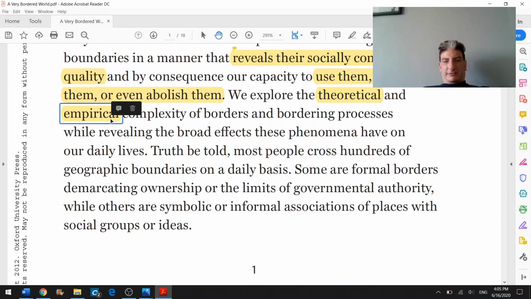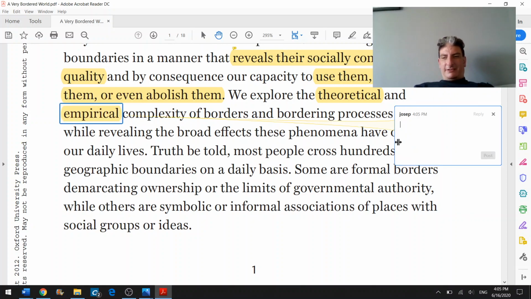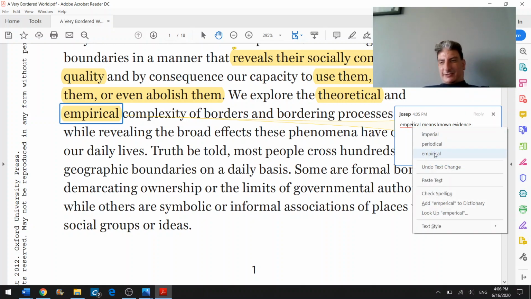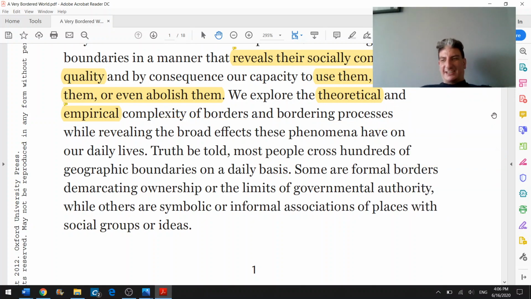Now I'm going to put down a word for me here, just for myself and for you. Empirical means known evidence. So personal experience, right? It's another way of saying personal experience. It's something that you experience. Empirical complexity of borders and bordering processes while revealing the broad effects these phenomena have in our daily lives.